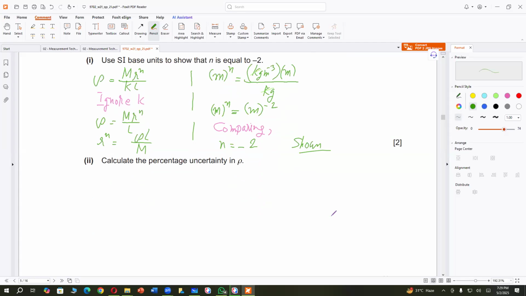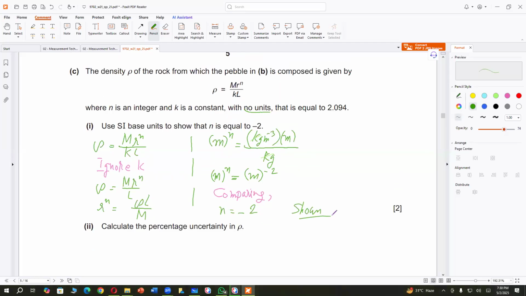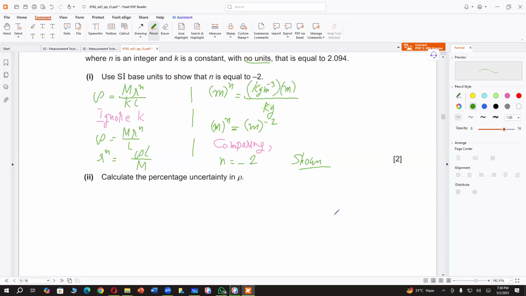Calculate the percentage uncertainty in rho. Rho means density. Now, this is the title. I have the value of n, I have the value of k, but n is basically the power now. So I can start writing the formula again. Density is equal to mRⁿ upon KL.